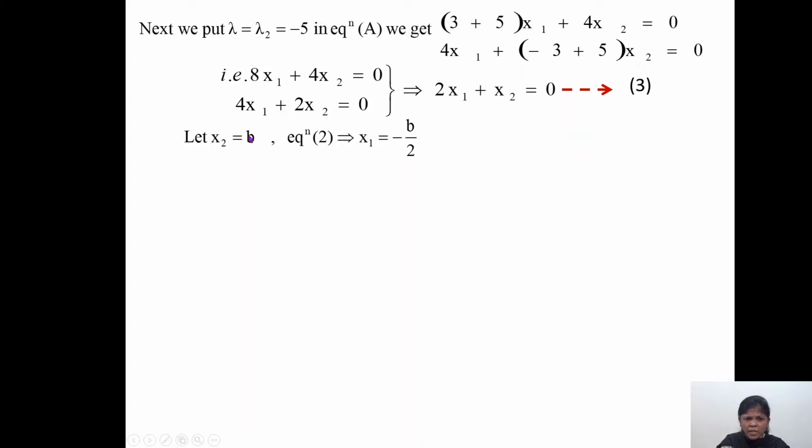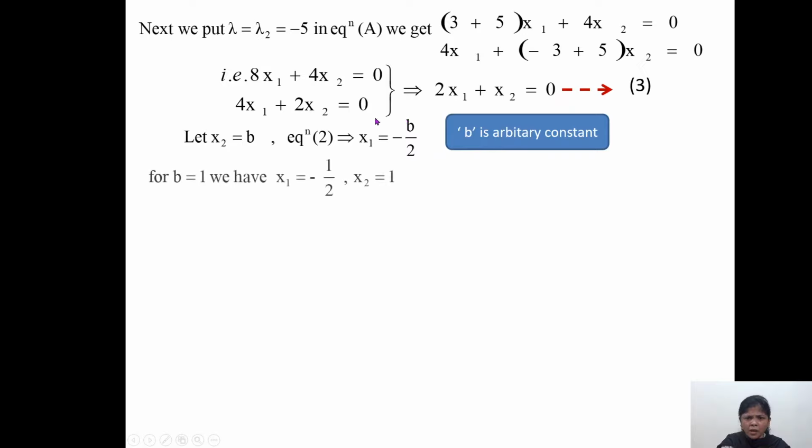So let x2 be b. Put this in equation number 3, you will get x1, that is minus b by 2, where b is an arbitrary constant. Again, we don't want a number of arbitrary eigenvectors. We want a particular one, only one eigenvector for an eigenvalue. So let us take a particular value for b, say b equal to 1. So x1 will be minus 1 by 2 and x2 will be 1.